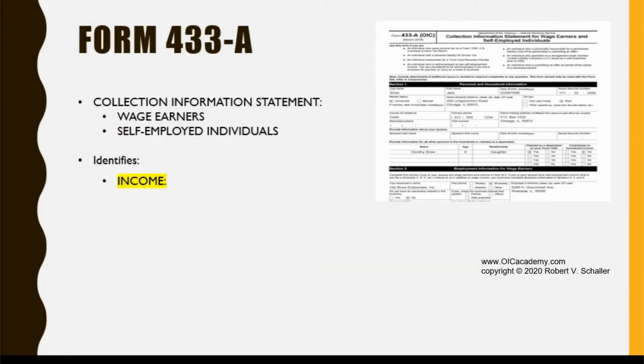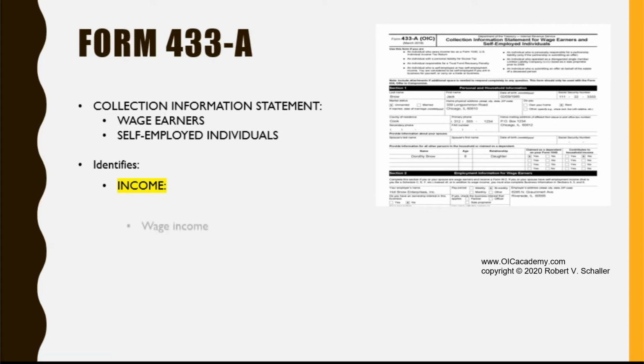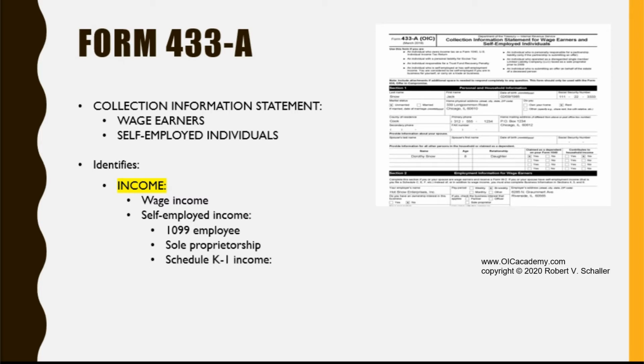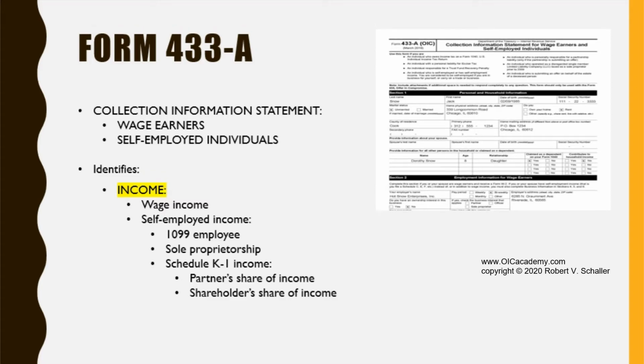Now let us explore the income section of Form 433A OIC more closely. The taxpayer must disclose all wage income. Similarly, self-employed income must be revealed, including 1099 employee income, sole proprietorship income, and Schedule K-1 income relating to a partner's share of income and a shareholder's share of income.